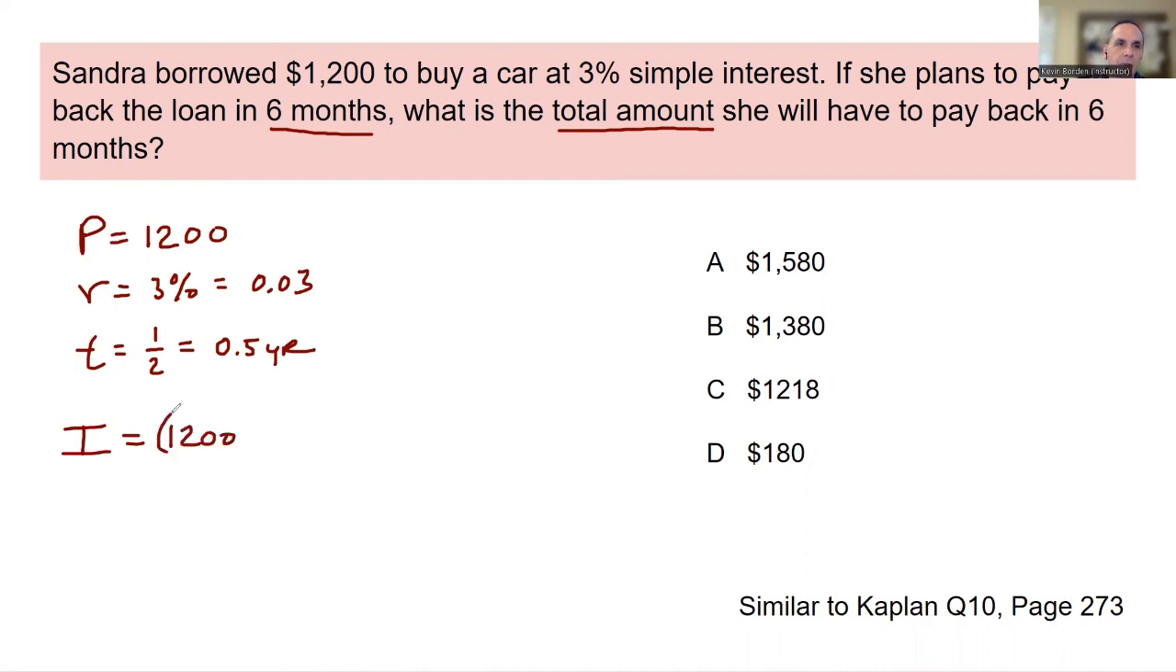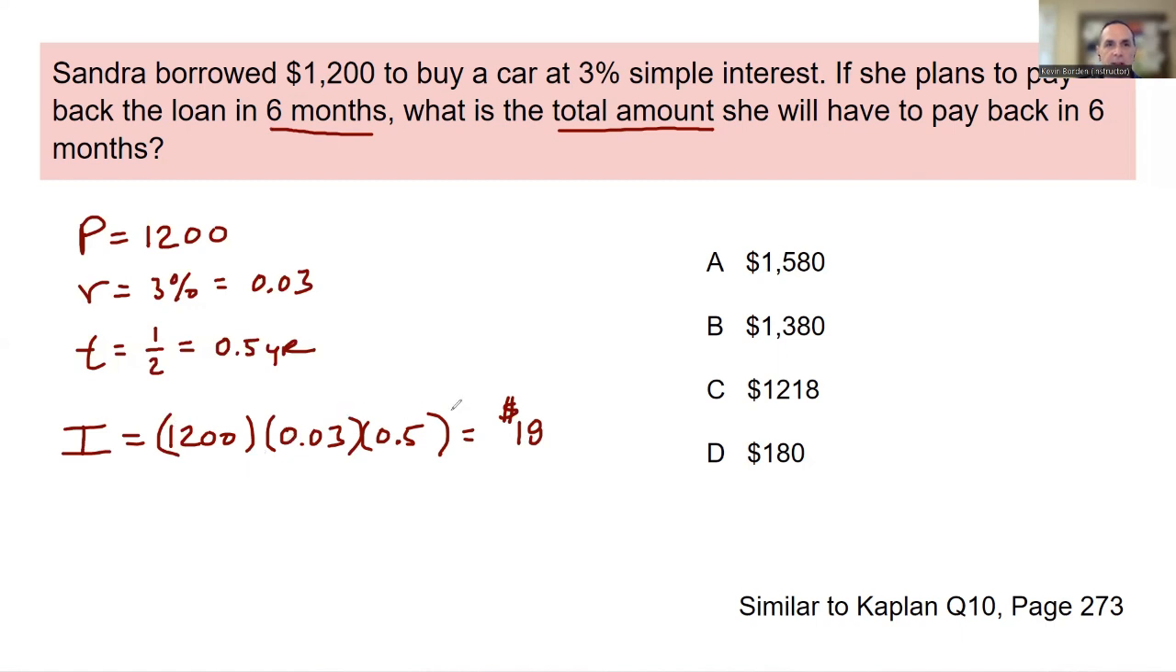Once you get used to these problems, they're not that bad. 1,200 times 0.03 times 0.5. I'm trying to point out the mistakes that you're most likely to make. It's either with the interest rate or converting the time usually. So what I get for this is $18. And that may sound like a small amount, but it's because it's such a short period of time.